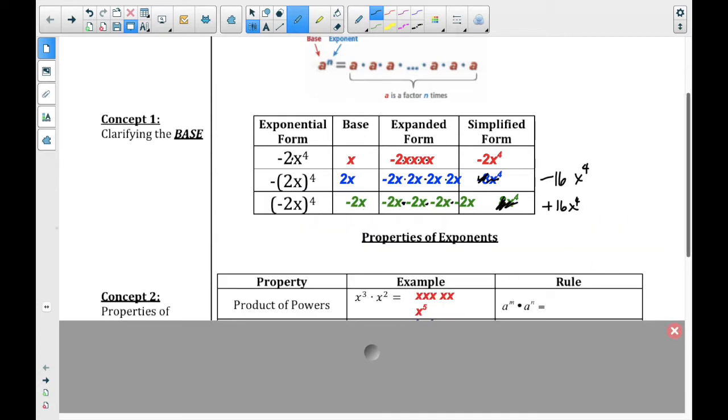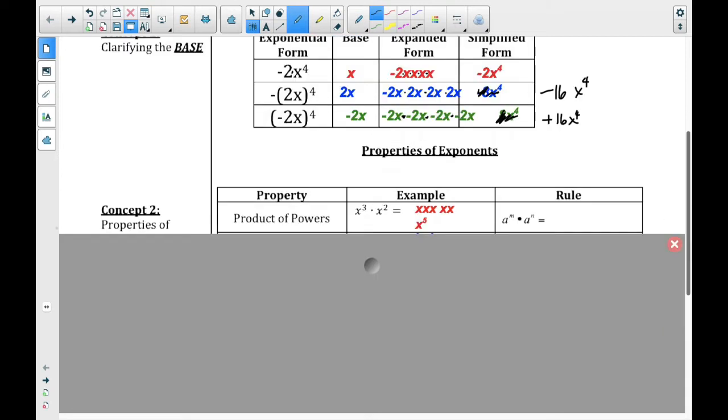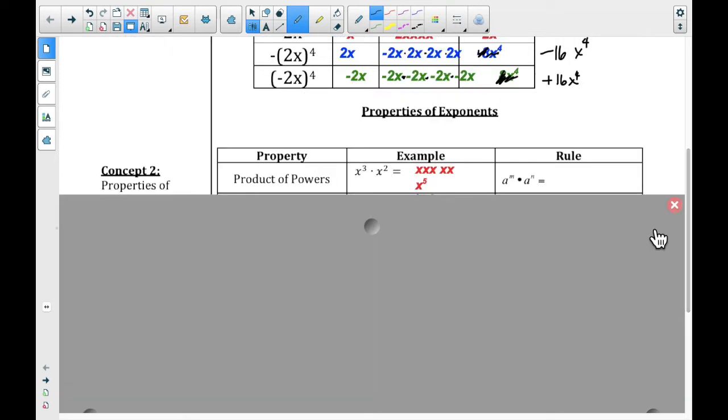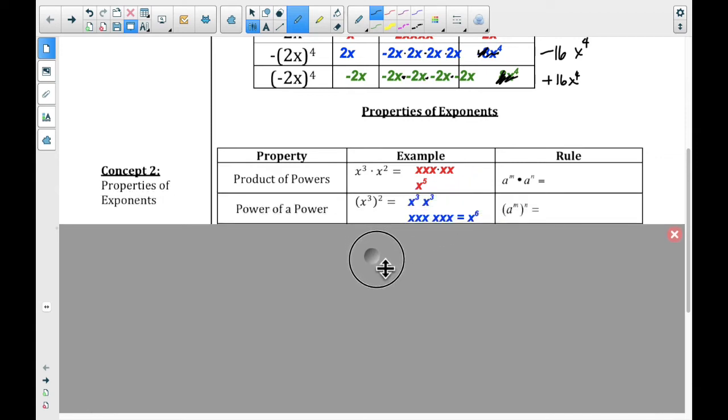All right, how about properties of exponents? You might have learned these as little shortcuts, and the reason I don't like the shortcuts is I want you to know what's really happening. So x to the third times x to the second is like x times x times x times x times x. That's 5 x's altogether. And so we have x to the 5th. What we're going to do here is we're going to go through the examples first, and then we're going to fill in the rules later.